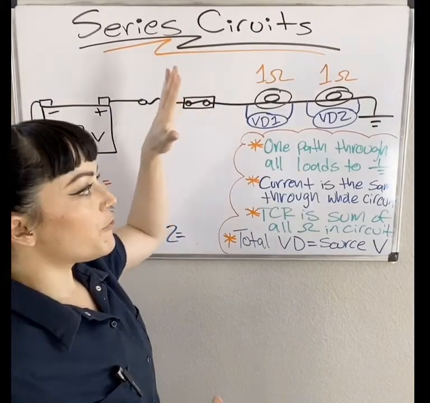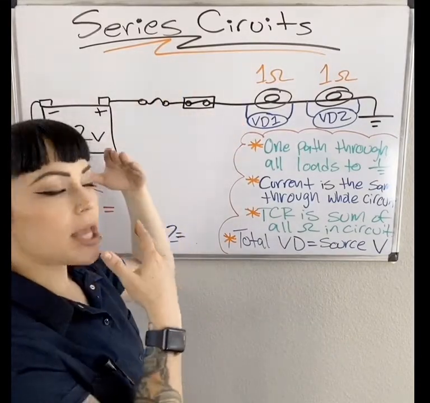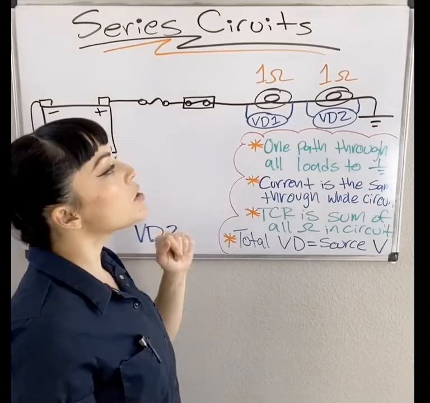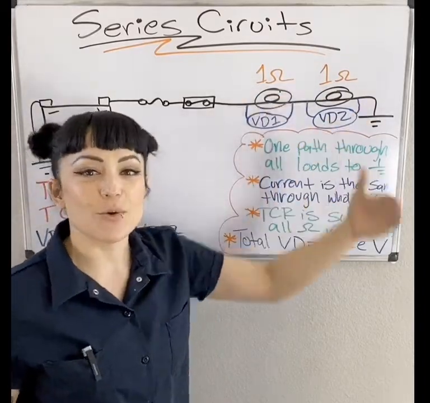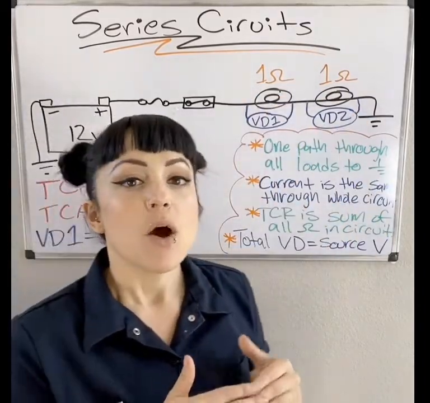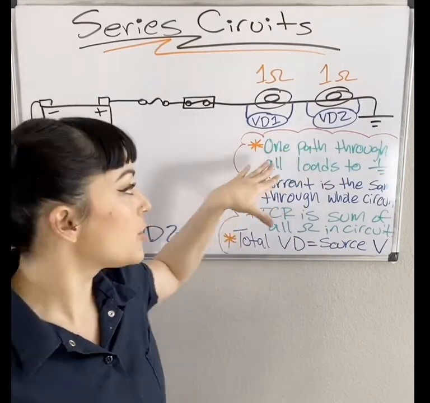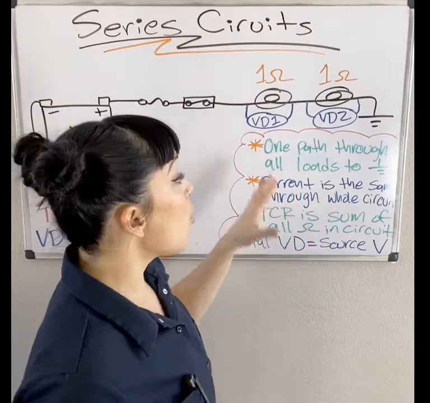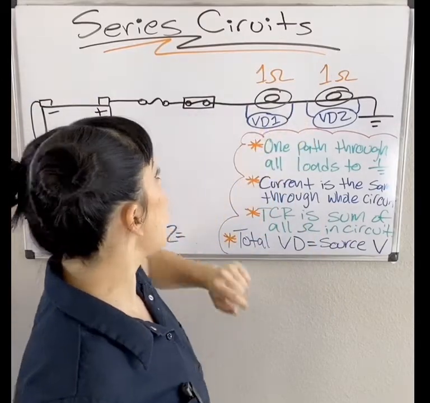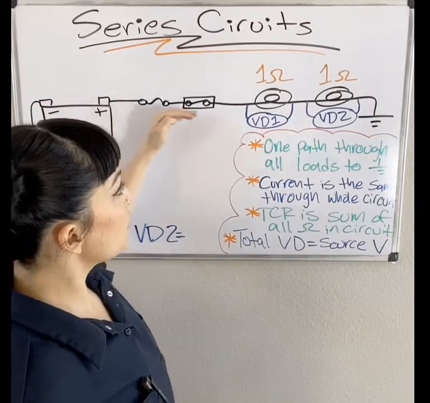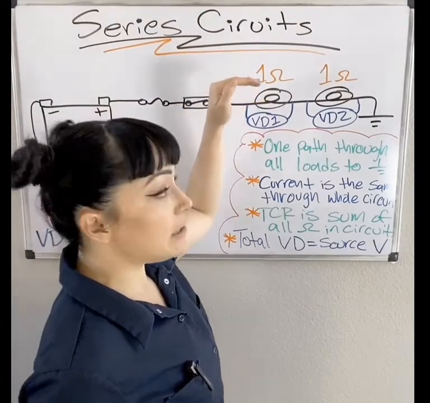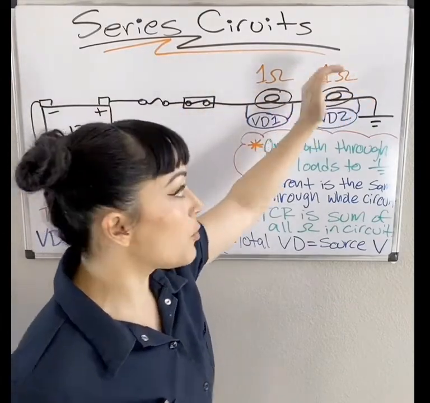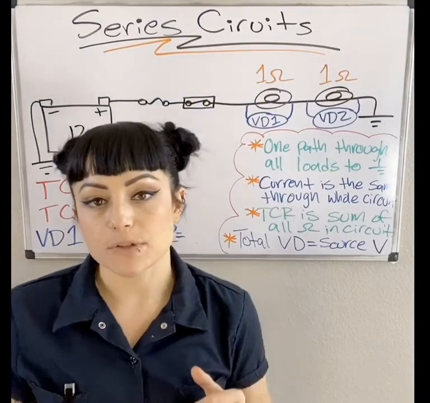A series circuit, by definition from the last video, is when we have multiple loads wired in a series, meaning, to our first rule or characteristic, we have one path through all loads to go to our ground. So we've got one path for current to travel. It's got to go through all the loads in order to get back to ground.